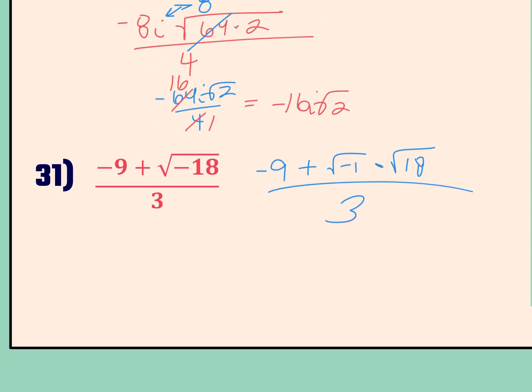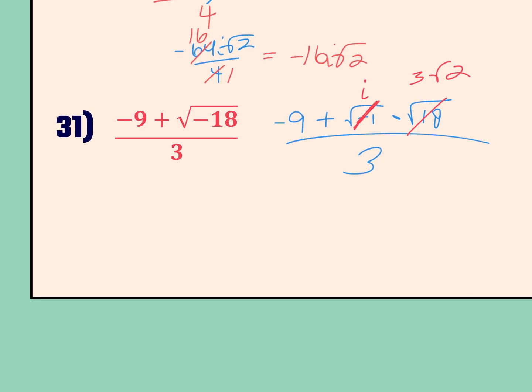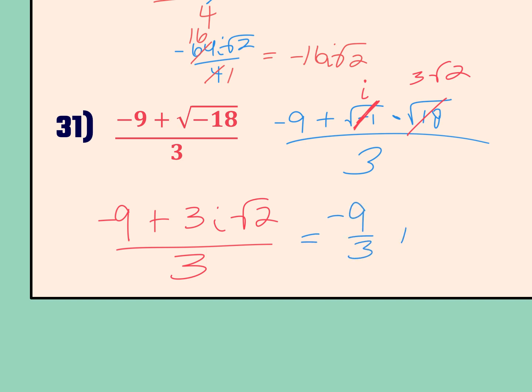All right, so simplifying, what are we going to do? Well, I'm going to take out square root of negative 1 is what letter? I. And what am I going to break 18 into? Okay, so which becomes 3 square roots of 2, right? So you guys have negative 9 plus 3i square root of 2 over 3. How do I instruct you guys to fully simplify? To split it. Negative 9 over 3 plus 3i square root of 2 over 3.